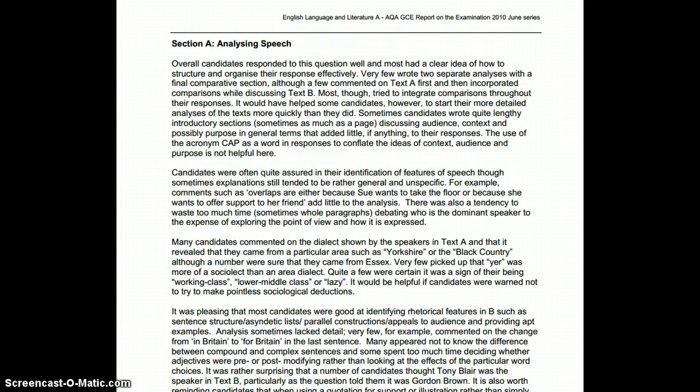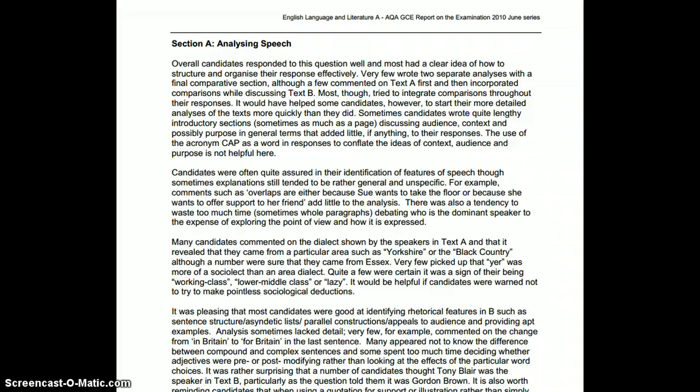So in detail, the examiner has gone into the aspects of the two texts. Overall, candidates responded to this question well, and most had a clear idea of how to structure and organise their response effectively. If you're not sure about how to organise your response, I've made a video on VideoScribe, which is on the website, so you can see the different stages you should go through, and I've given examples of intros, paragraph writing, and conclusions.